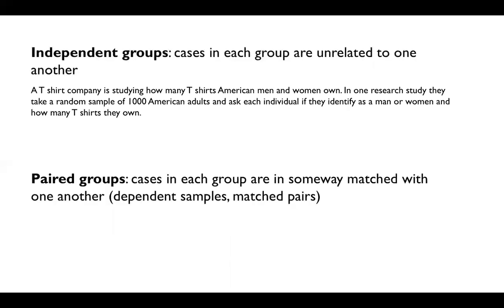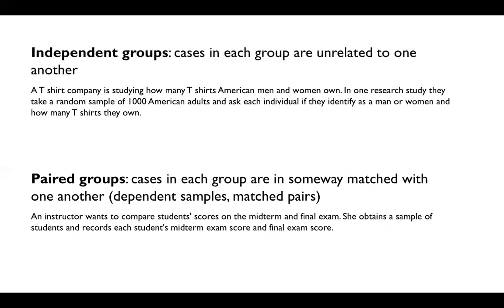While paired groups are cases in each group that are in some way matched with one another. So we also call this dependent samples or matched pairs. So an instructor wants to compare students' scores in the midterm and final. She obtains a sample of students and then records each student's midterm exam score and final exam score. So these are paired groups because each student has scores that are matched with one another. So their midterm and final exam scores are matched, and then they compare them, because your midterm exam score may affect your final exam score.